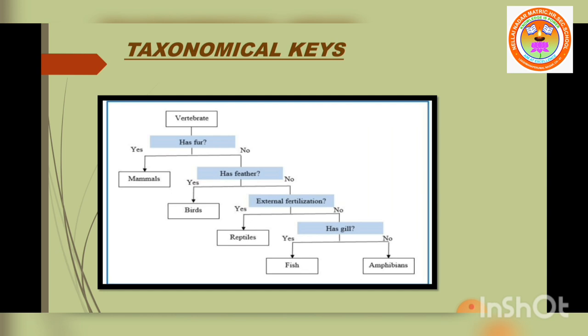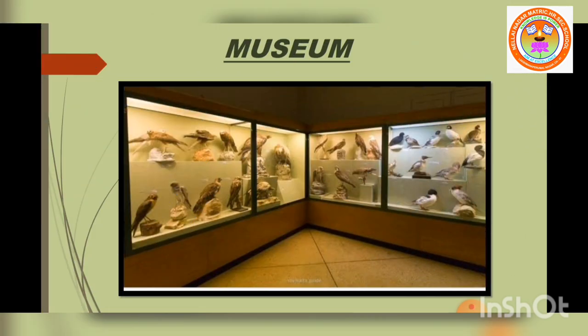Taxonomical keys. So what are taxonomical keys? Keys are based on comparative analysis of the similarities and dissimilarities of organisms. There are separate keys for different taxonomic categories. Museum. This is another important classical taxonomic tool. Biological museums have collection of preserved plants and animals for study and ready reference. Specimens of both extinct and living organisms can be studied.